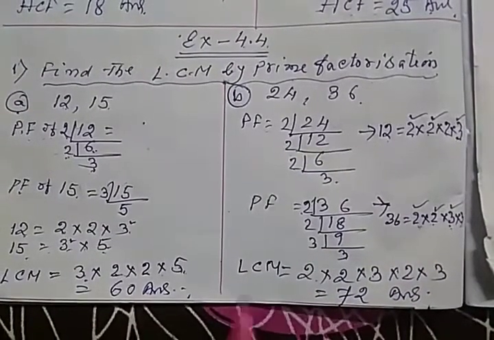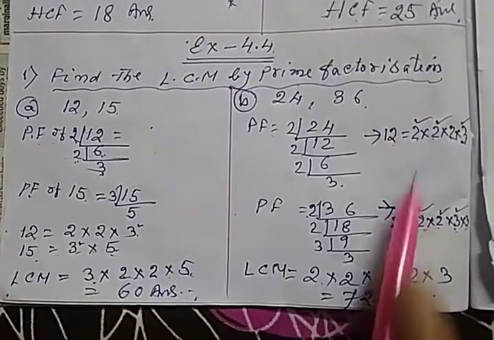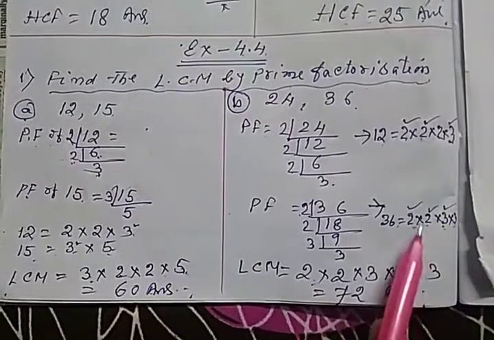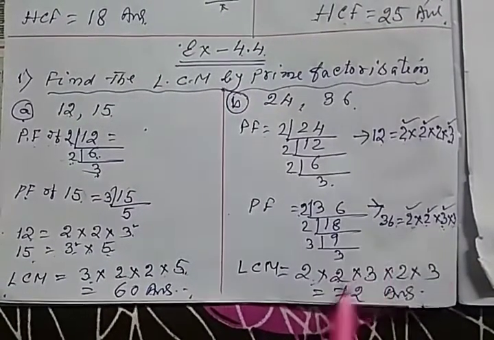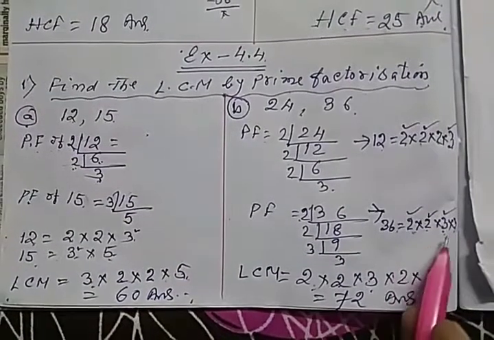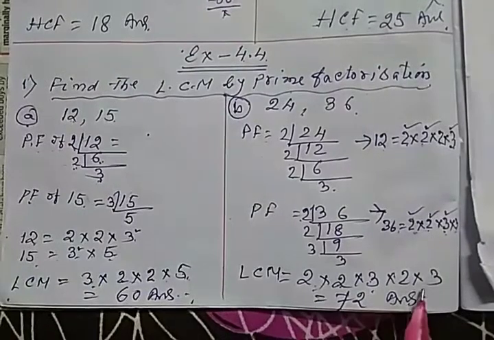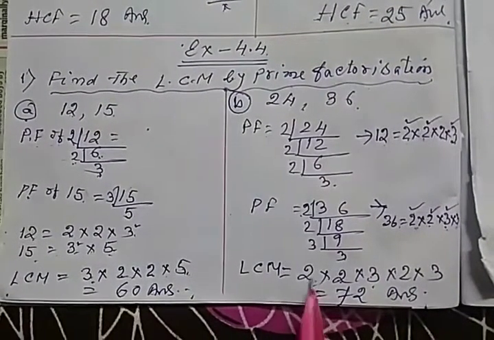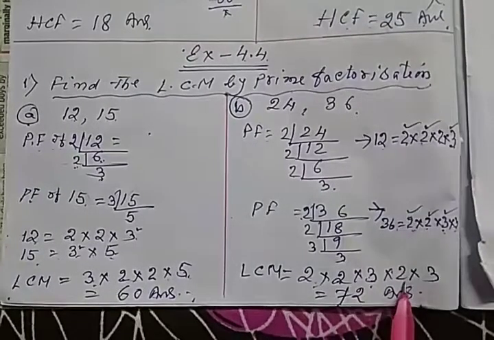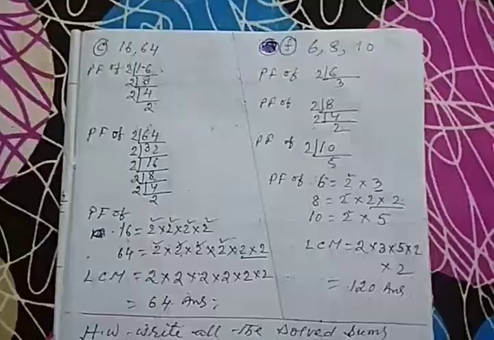Now the LCM, least common multiple: 2 is common, so 2 is written. Again 2 and 2 are common, so 2 is written. 3 and 3 are common, so 3 is written. But the remaining 3 and this 2 are also written. Finally 2 times 2 is 4, 4 times 3 is 12, 12 times 2 is 24, 24 times 3 is 72. That is the answer.